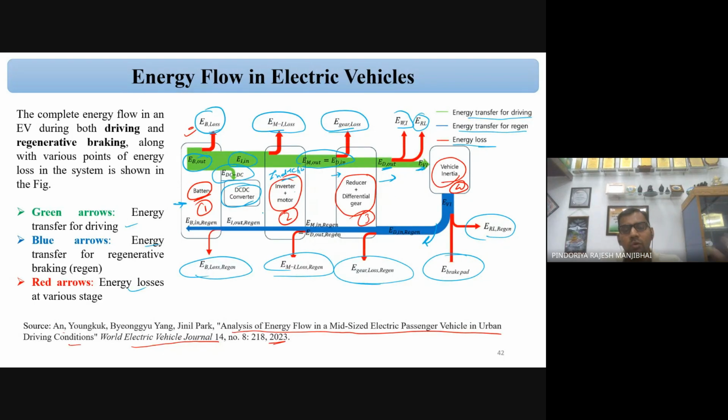So this is a generalized diagram. So depending on the configuration, depending on which type of motor you are using. So normally we are using the induction motor, BLDC motor, and PMSM motor. Correct. So depending on the motor, you can modify this diagram. But this one is a generalized diagram, so we can refer. Okay. Yes. Any more questions?